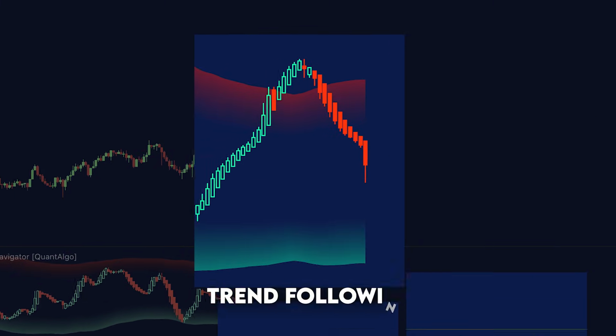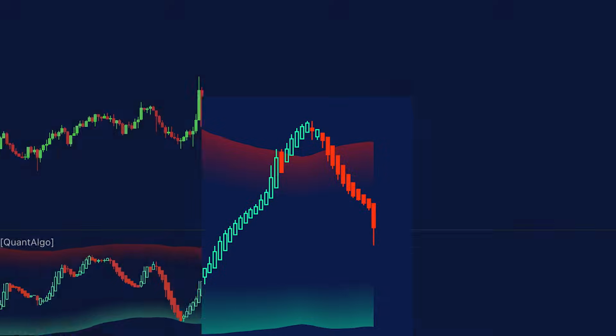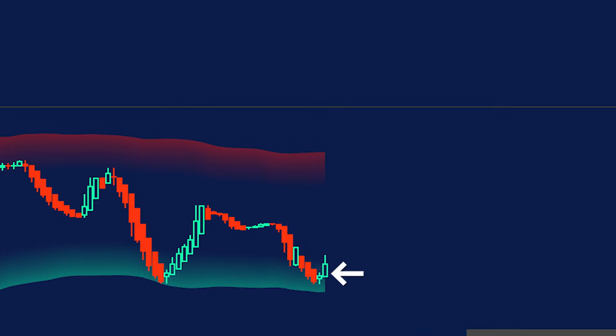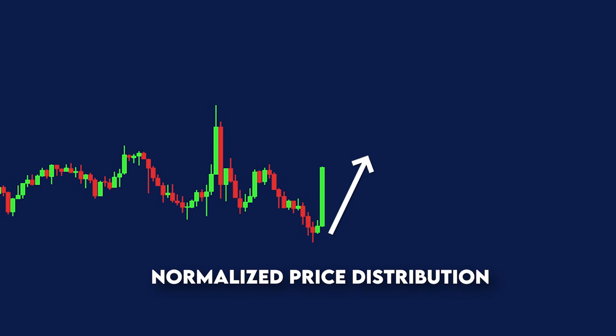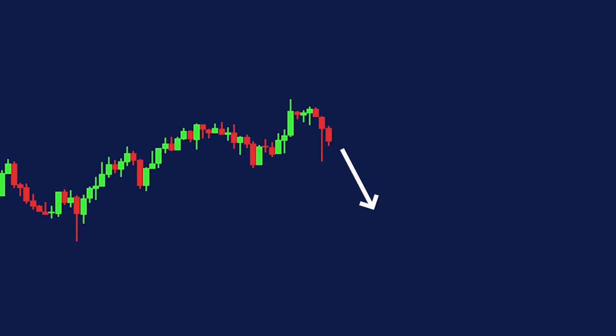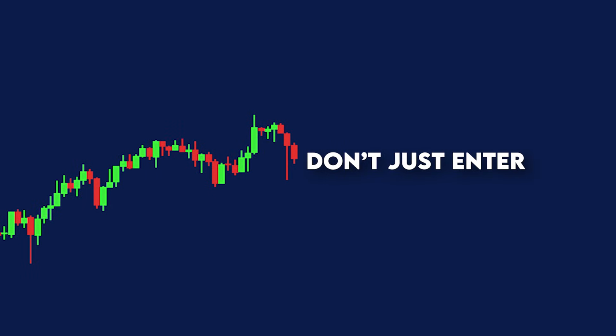differently. Strategy 1 is trend following with Fisher candles. This is the cleanest approach for catching sustained moves. Watch for the candle color to change. Green candles indicate normalized price distribution, favoring bulls with sustained buying momentum. Red candles show distribution favoring bears with selling pressure. But don't just enter on any color change.